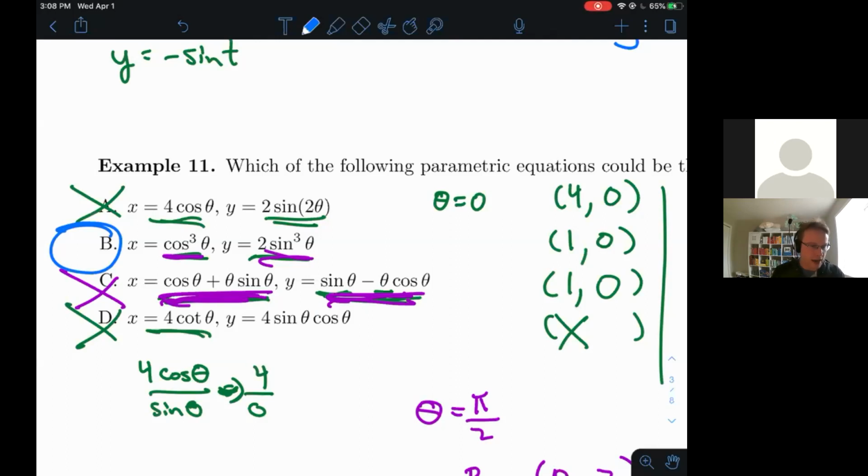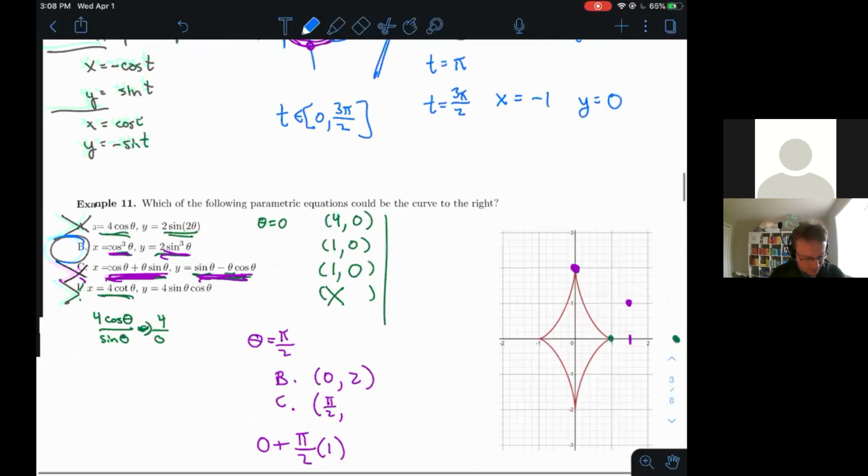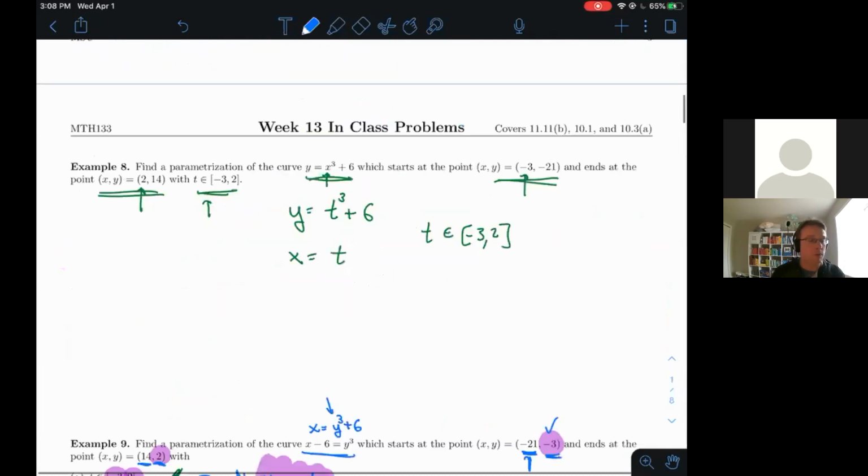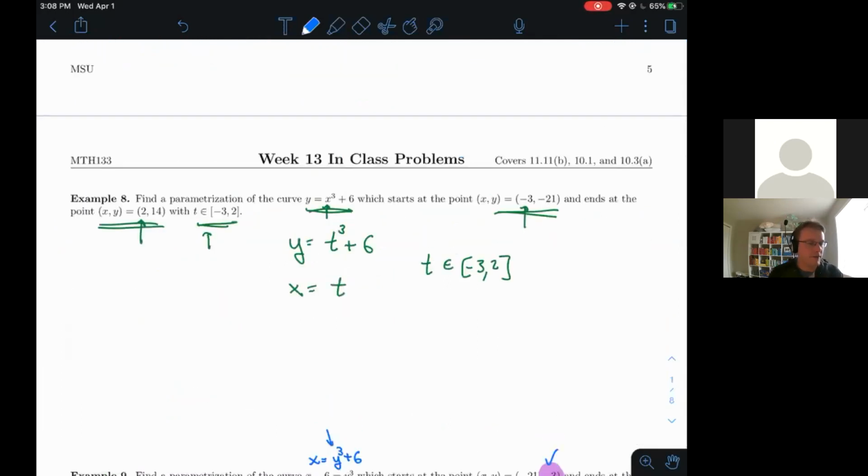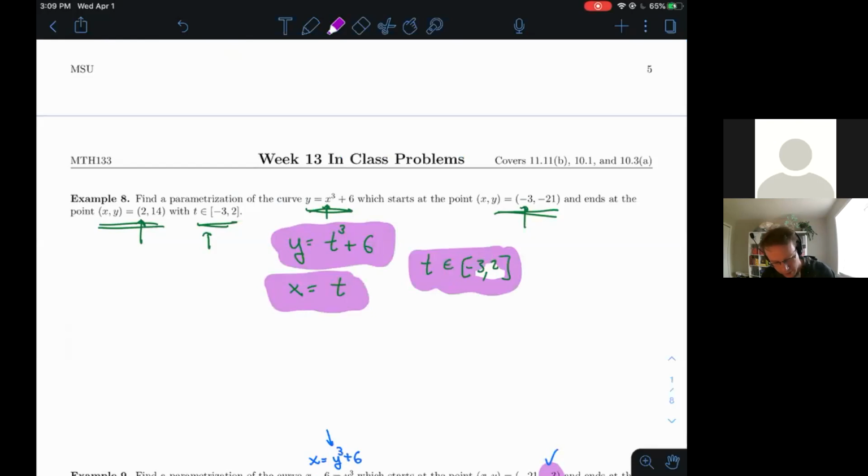What's the final answer to example 8? Oh, this is the final answer to example 8. Sorry, I can highlight it, but this does it. This parametrizes the curve. Like I said, it's a good warm-up problem. It's a good one to get into this, but we saw that we extended this quite a bit.